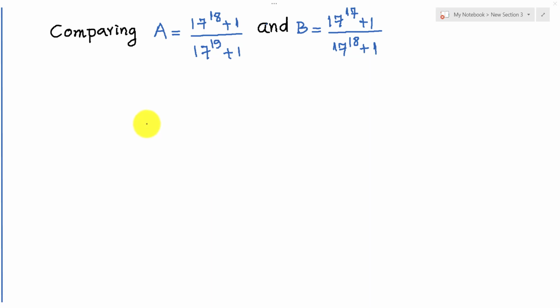Today I have one exercise like on screen. Compare A equals (17^18 + 1) over (17^19 + 1) and B equals (17^17 + 1) over (17^18 + 1).